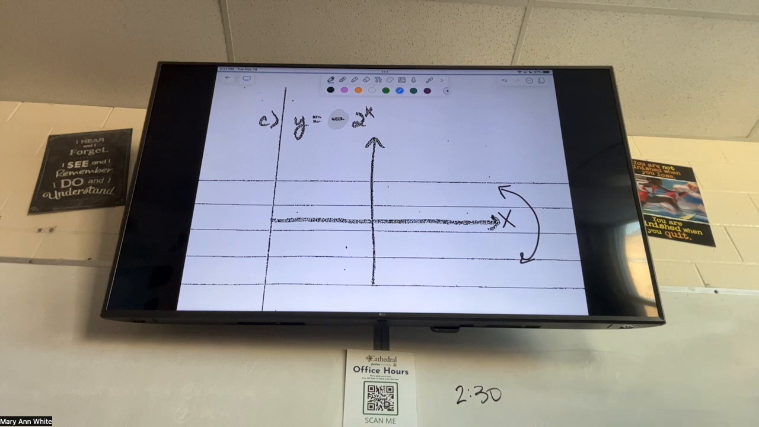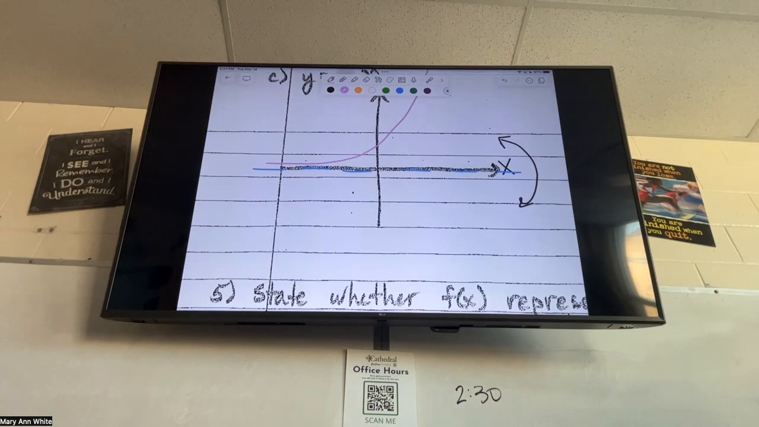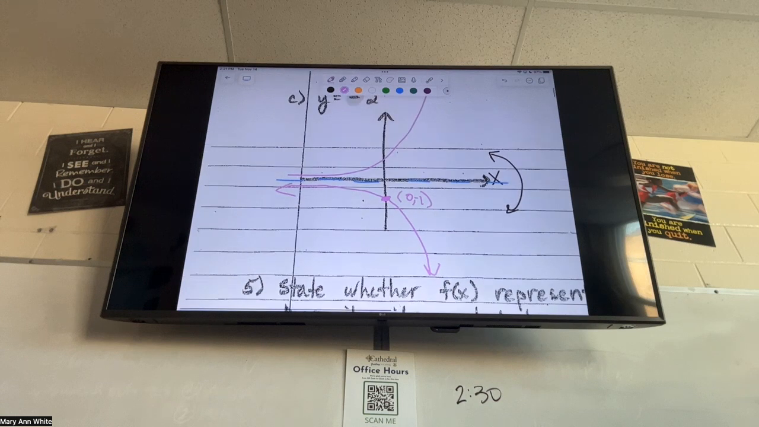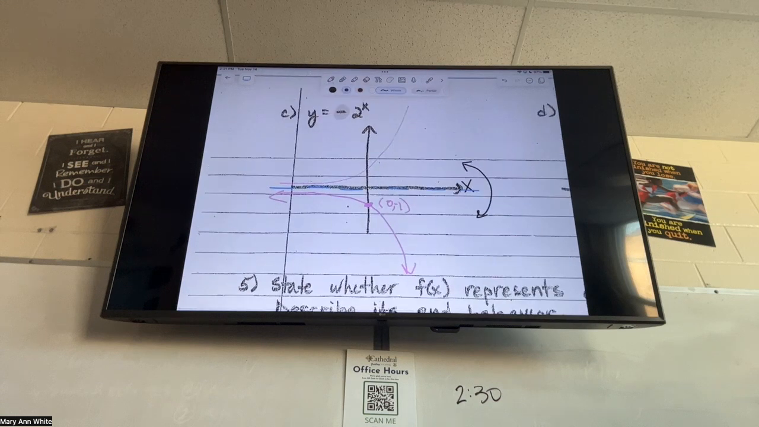We'll still have our horizontal asymptote at 0, but instead of starting in the second quadrant close to the axis and then going up in the first quadrant, we're gonna start close to that x-axis, the horizontal asymptote, in the third quadrant, and then we're gonna hit 0, -1, and then exponentially go down. So it's just mirrored over that x-axis. It's not this one on top, it's the one on the bottom. See the difference between those two?